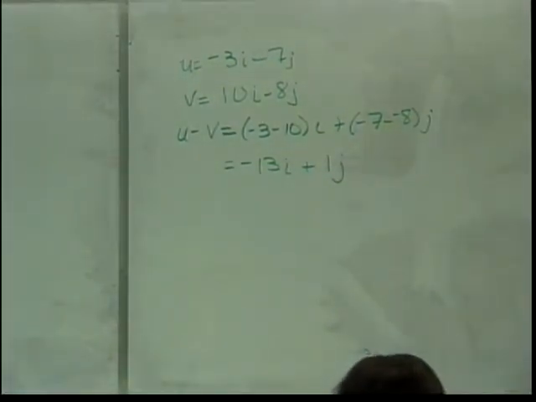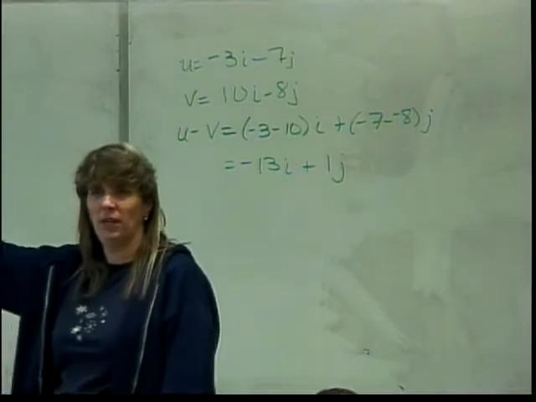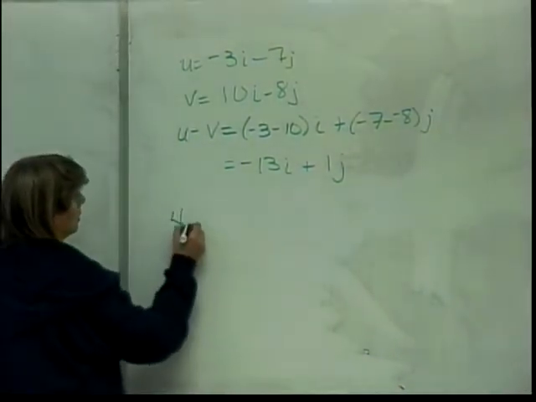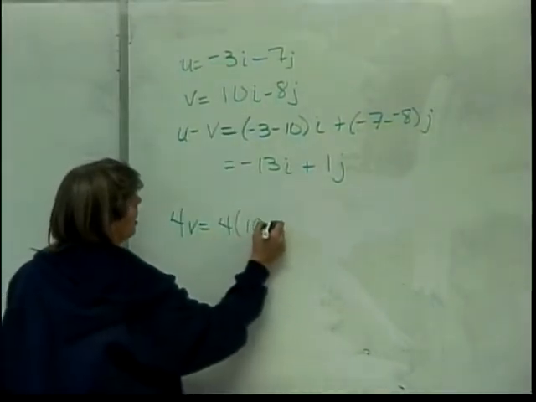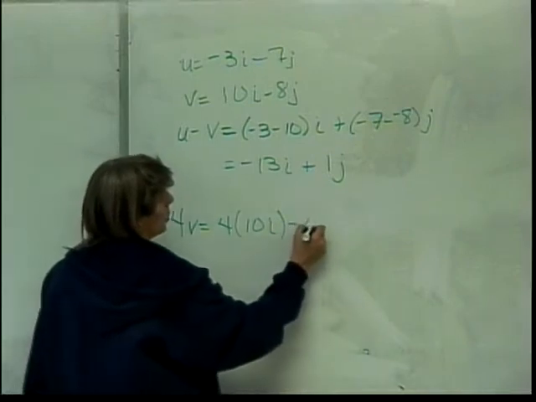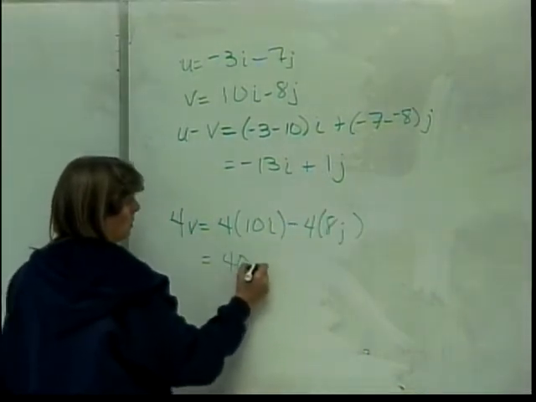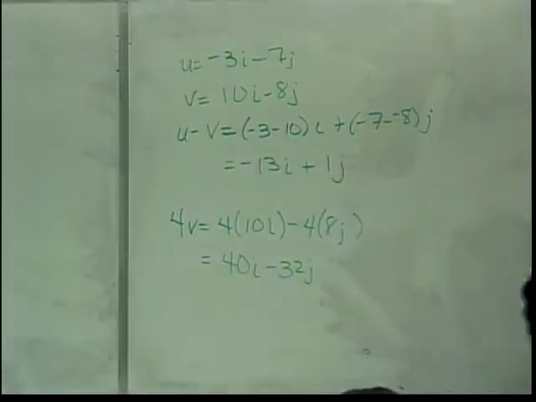Now, this is even easier. What do you think you do to do 4 times v? Yeah, it's just multiply 4 by each of the pieces. So 4 times v is going to be 4 times 10i minus 4 times 8j, which will give us 40i minus 32j. Yeah, multiply that right.